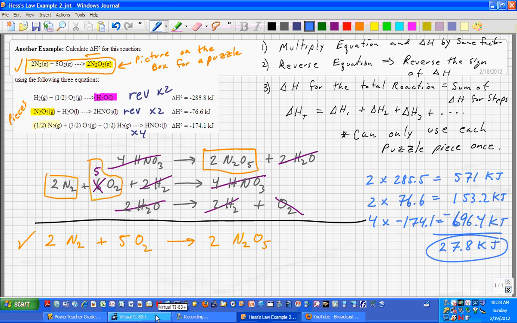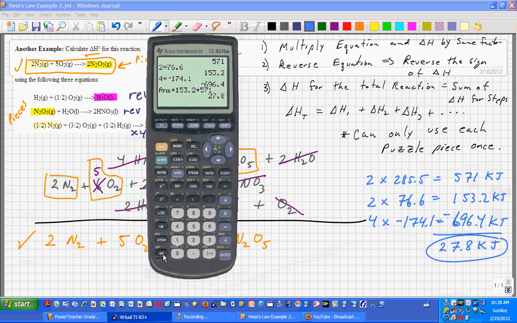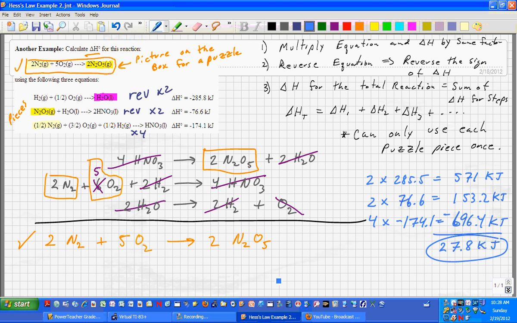Let me double check that math here. So 571 plus 153.2, no, minus 696.4. Yeah, 27.8. Okay. And again, that is the delta H for the overall reaction, which is this reaction right here.